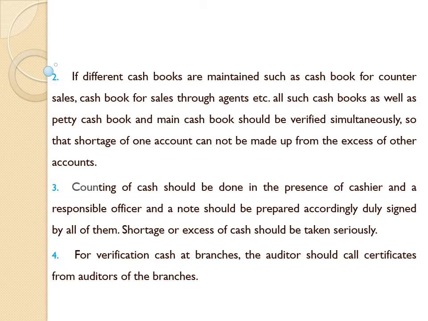And main cash book, it means that there are three supporting cash books to the main cash book. While checking the main cash book, the auditor should also check the petty cash book, cash book for counter sales, and cash book for sales through agents. So it is possible for an auditor to see that excess balance of one cash book cannot be adjusted to another one, and the auditor can get a complete and exact idea about the cash balance in hand with the client.